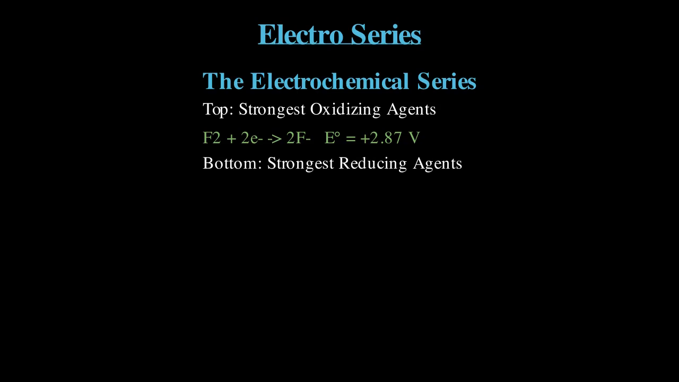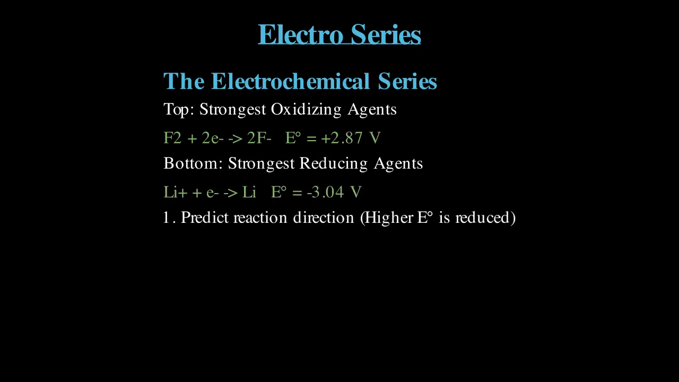This series is incredibly useful for 4 main reasons. First, it predicts the direction of redox reaction: the species with the higher E0 gets reduced. Second, we can calculate a cell's standard EMF.